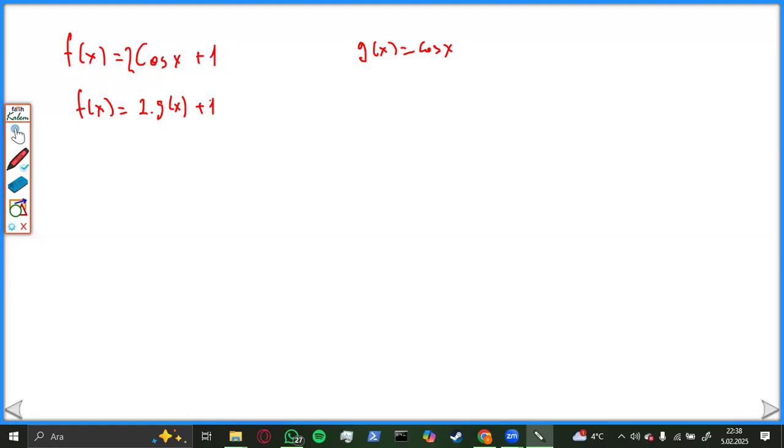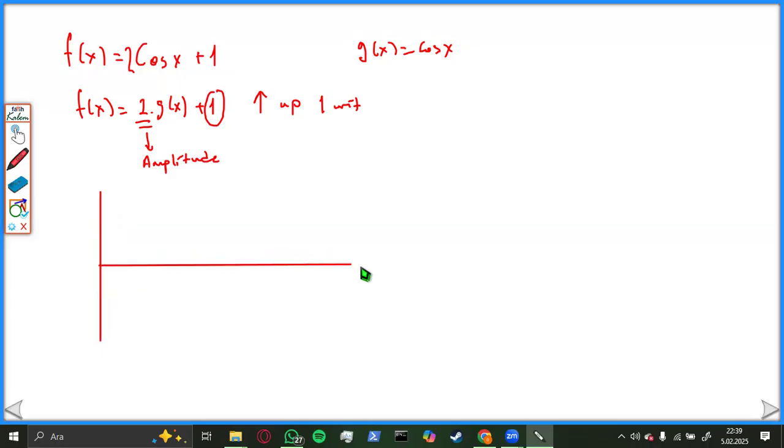As you can easily realize, plus 1 means translation upward by 1 unit. What about 2? This 2 shows us the magnitude of the amplitude. Here this 2 shows us the amplitude of the function. Let me show you what these terms mean.